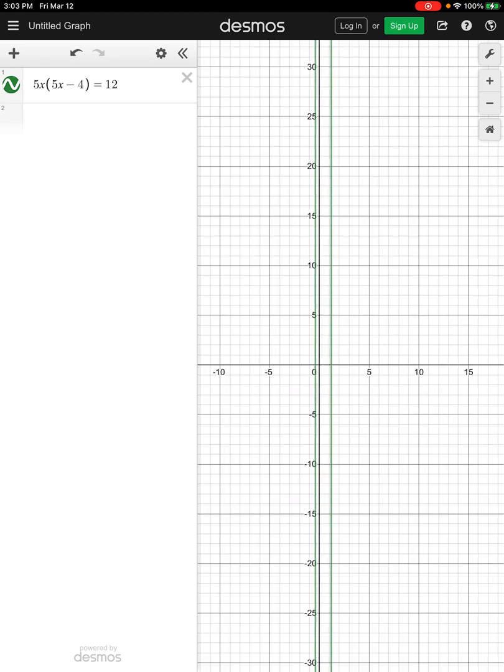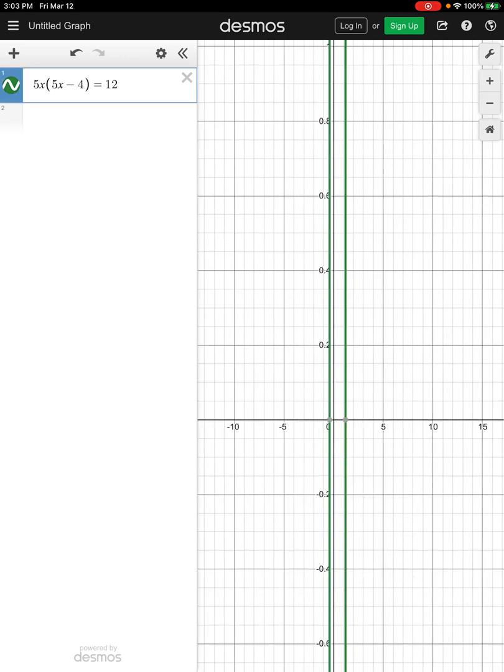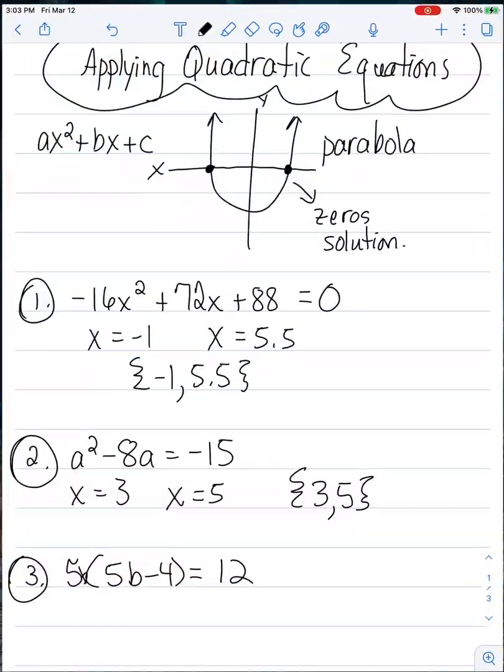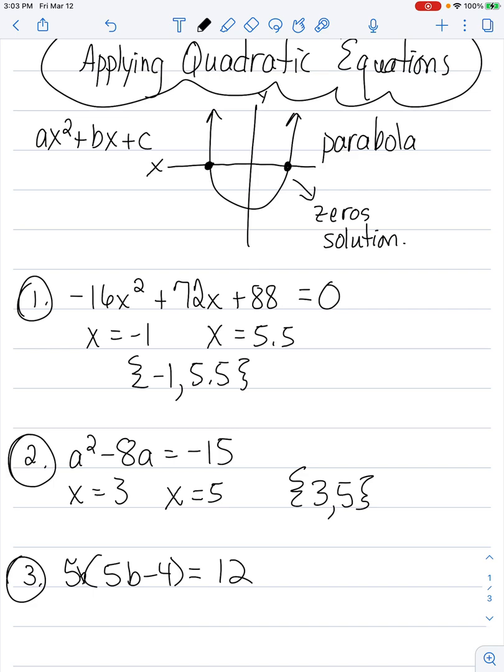When I look at that parabola, I want to find my 2 zeros here. The first one is negative 0.40, and the second zero or solution is 1.20. So what's the solution to this quadratic equation? I have x equals negative 0.4 and x equals 1.2. Now that we know how to use the calculator to answer this, let's look at some application problems.